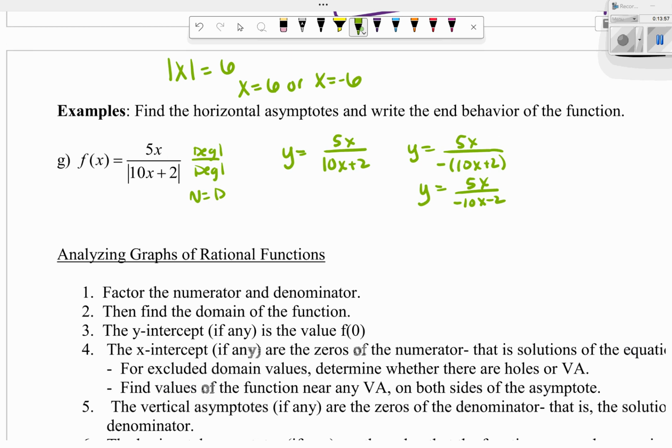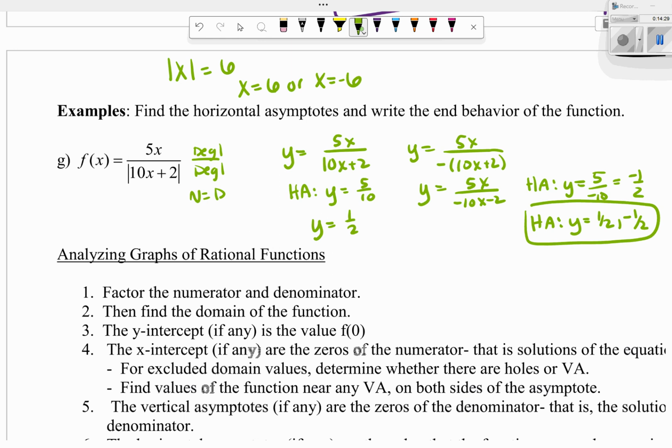Notice that this one, we have a degree 1 over degree 1, and the horizontal asymptote is y equals 5 over 10, which would be y equals 1/2. And here, because we have the negative of the answer, we get a horizontal asymptote at y equals 5 over -10, which equals -1/2. So we have two asymptotes, y equals 1/2 and -1/2.